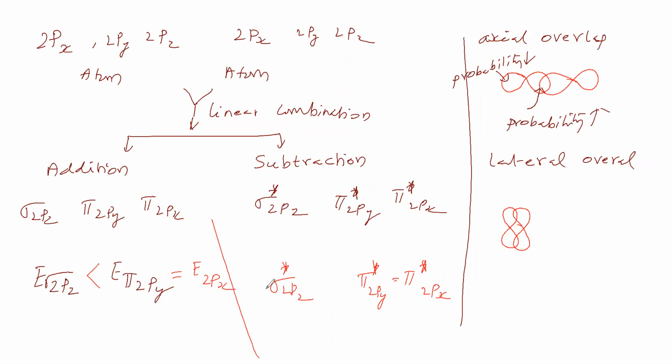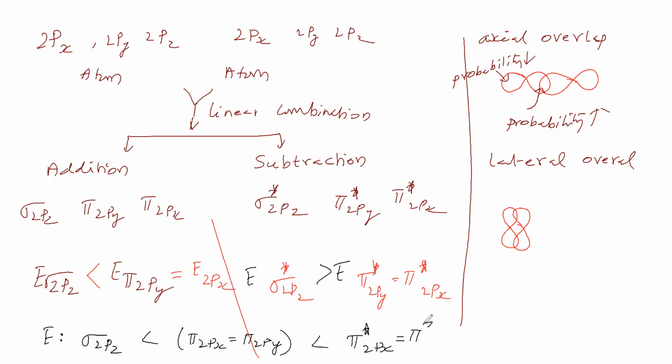Okay. Therefore, we got the idea about this energy. This energy is greater than that of this energy. So we got the energy of this set, and how the energy of this set will be there, we got an idea. Therefore, the energy order we will see: sigma 2pz is less than pi 2px equal to pi 2py, less than pi star 2px equal to pi star 2py, less than sigma star 2pz. It is the order of energy of molecular orbitals.